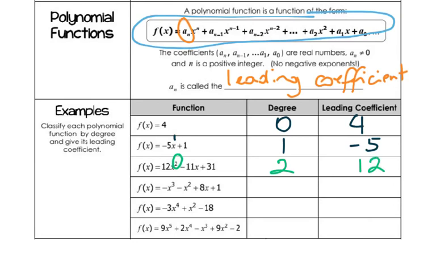Alright, go ahead, pause the video, and try to figure out the remaining 3 examples. Alright, let's go over. So the degree of the next example is 3. The leading coefficient is negative 1. Then we have degree 4, leading coefficient negative 3. Degree 5, leading coefficient 9.